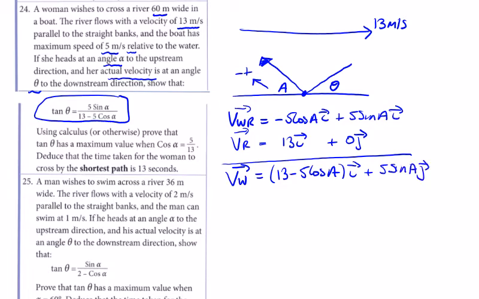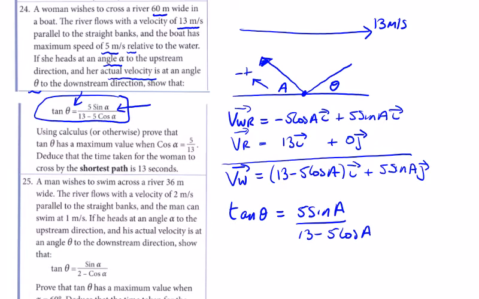We're asked to show that the tan of theta, her actual velocity, is equal to 5 sine alpha, the j component, over 13 minus 5 cos alpha, the i component, which is what we have here: 5 sine alpha over 13 minus 5 cos alpha.